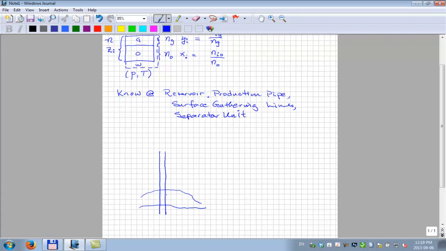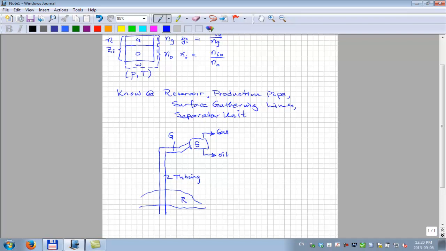This is, for example, the well, and then we've got maybe a gathering line on the surface, and then finally it reaches a separator where the mixture splits into an oil stream and a gas stream, maybe for further processing or transportation. We've got our reservoir, our production tubing, as we usually call the production pipe, and maybe the gathering system, G for gathering system, and then this is our separator.